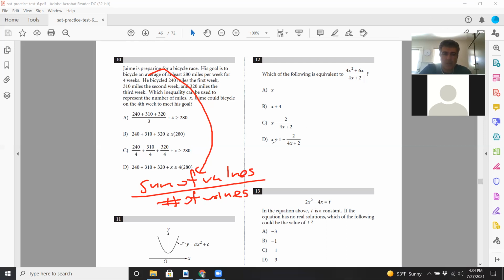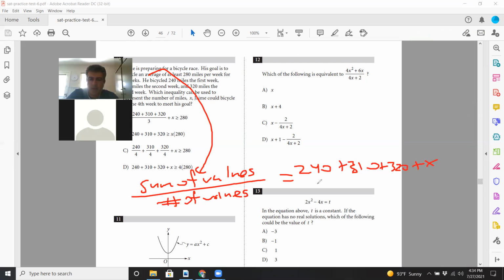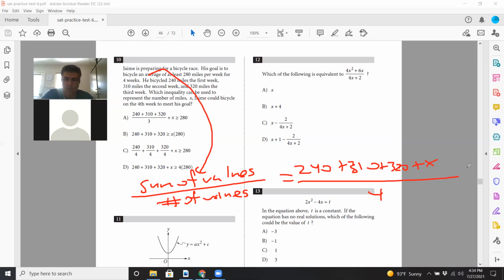So, of course, he did 240 the first week, and the following week, 310, and then 310. And then we don't know the 4th week. We don't know that. So I'll call it plus X, and then divide by 4. Now that average has to be at least 280, which means it has to be greater than or equal to 280. Looking at the choices, D looks really good to me, because if you multiply both sides by 4, you have 4 times 280 on the right side, and of course the left side is just those numbers being added up plus X. That's the deal with averages.